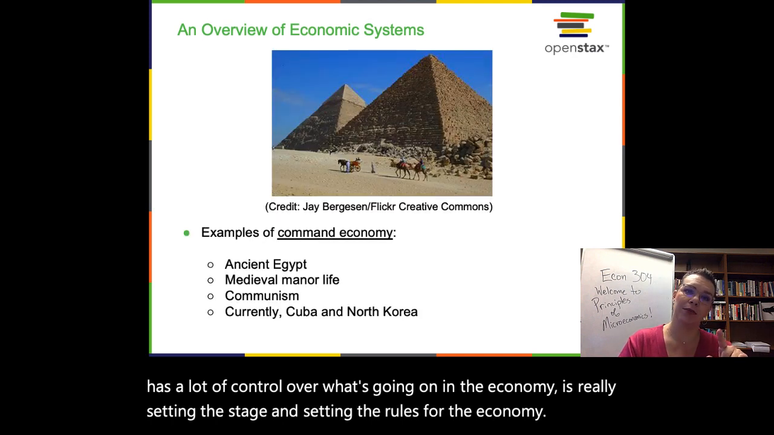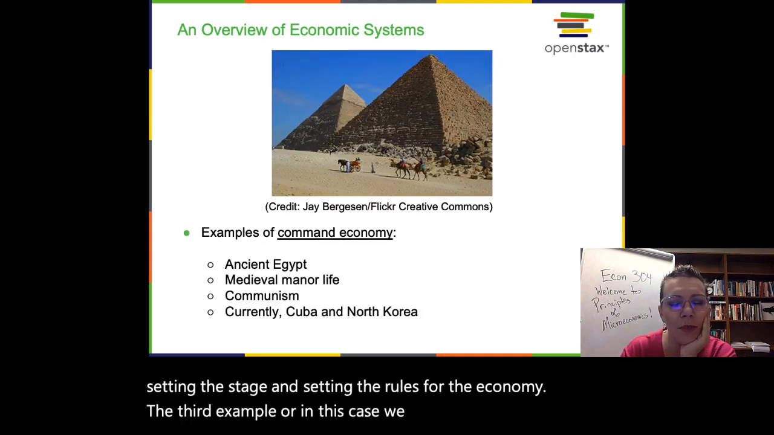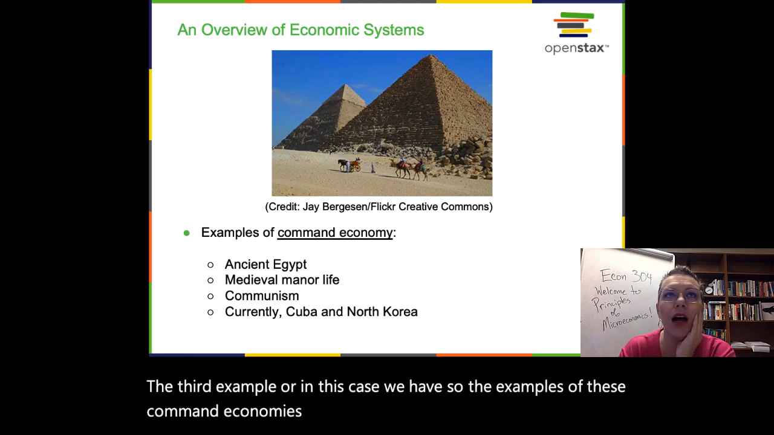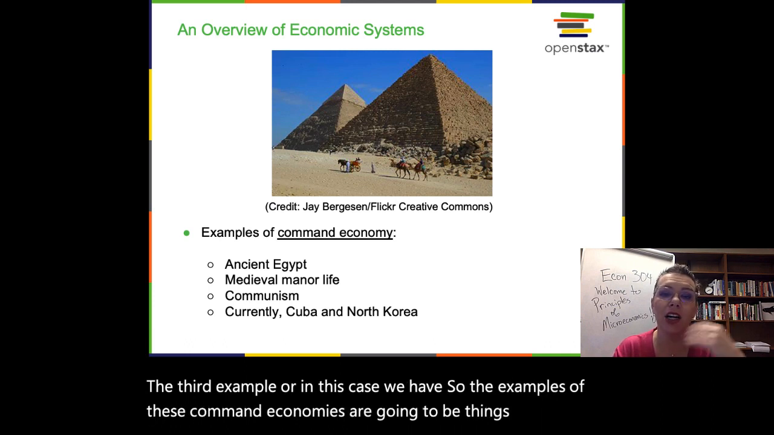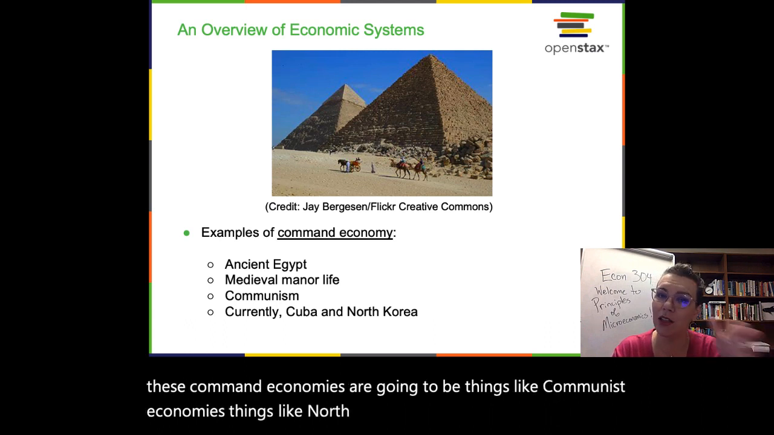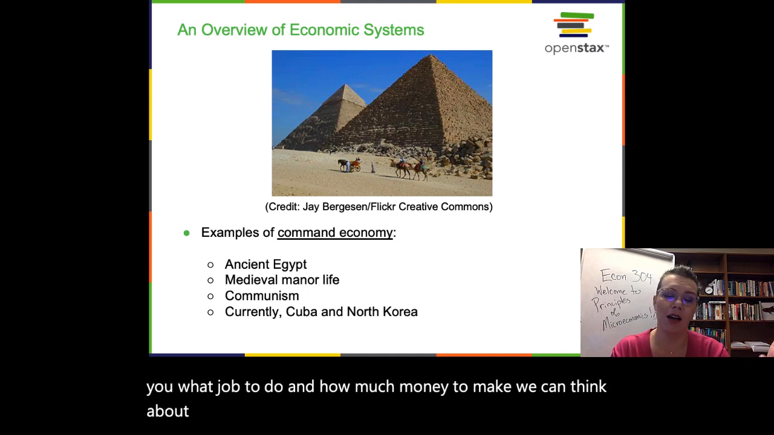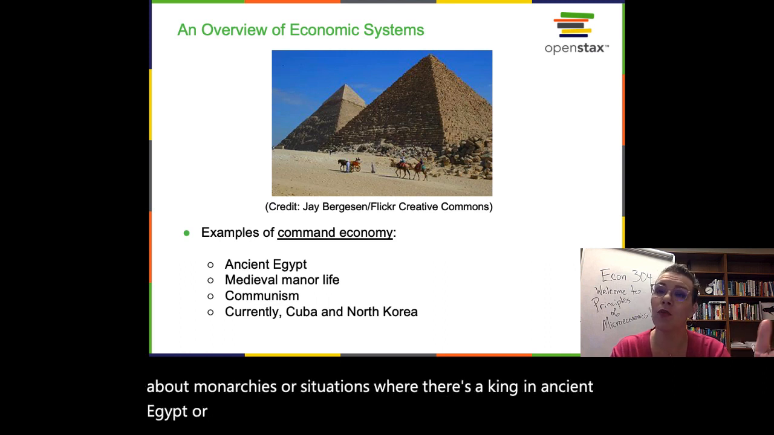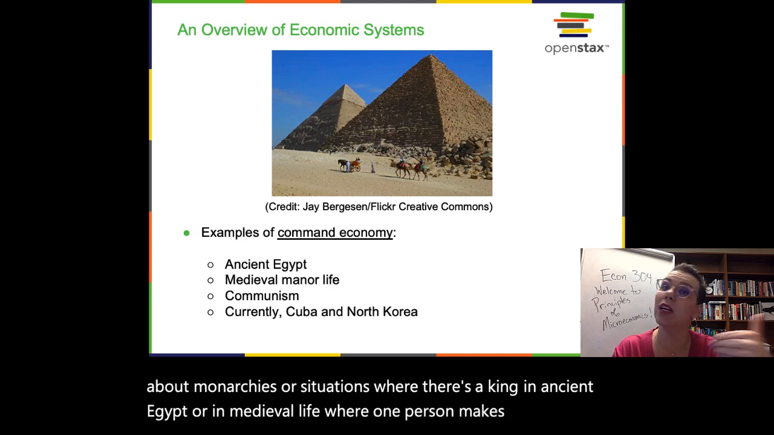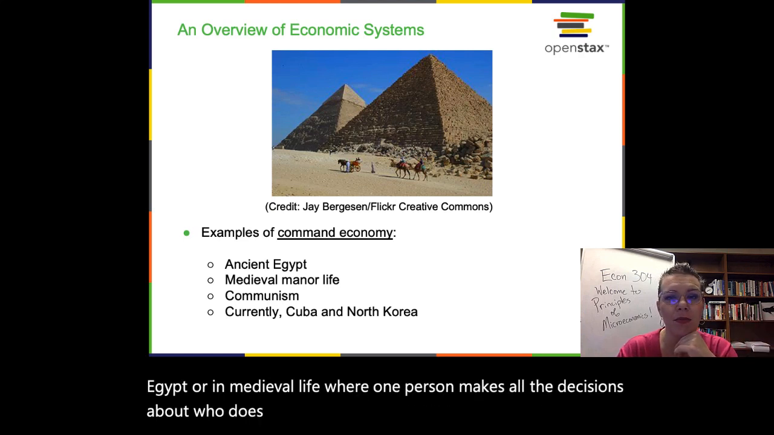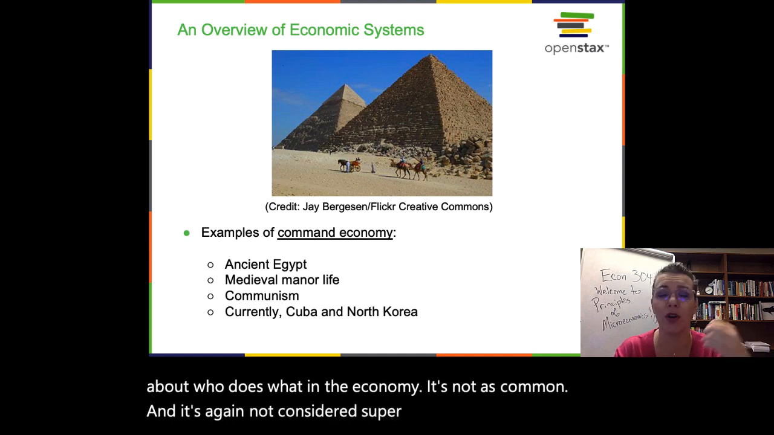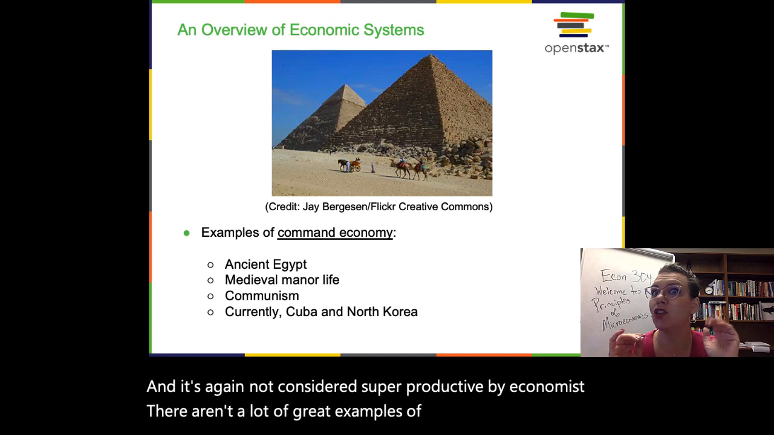The examples of these command economies are going to be things like communist economies, things like North Korea, where the government tells you what job to do and how much money to make. We can think about monarchies or situations where there's a king in ancient Egypt or in medieval life where one person makes all the decisions about who does what in the economy. It's not as common, and it's, again, not considered super productive by economists. There aren't a lot of great examples of command economies being so successful.